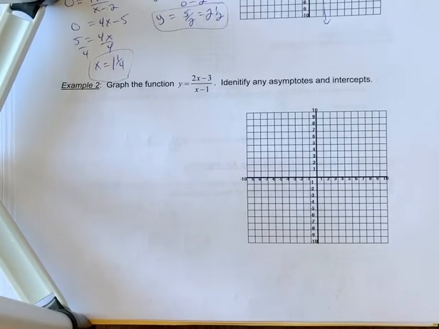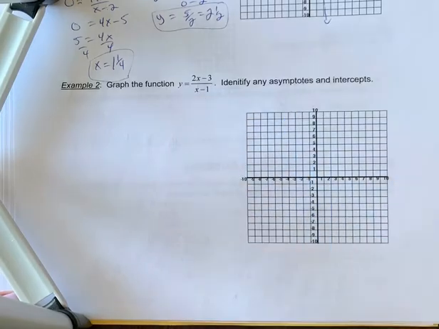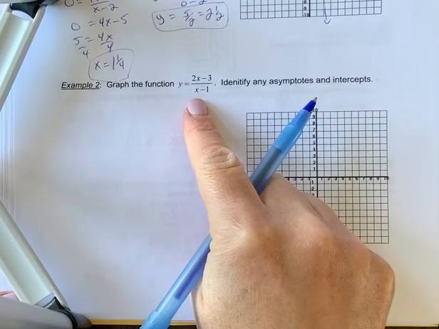Example 2: graph the function y equals (2x minus 3) over (x minus 1), and identify any asymptotes and intercepts. So we are going to convert this to y equals a over (x minus h) plus k form, but I just want to talk about asymptotes first this time. If I was just asked the asymptotes, I don't need to convert the form.